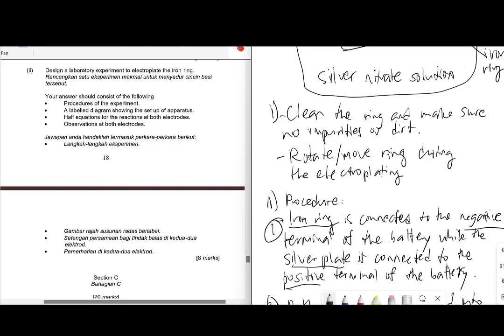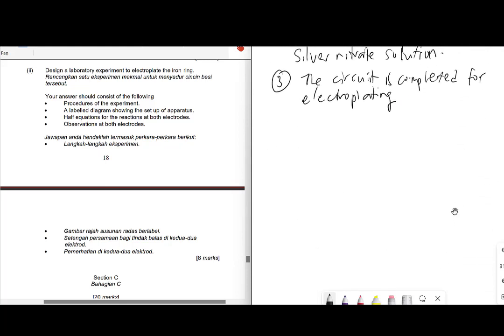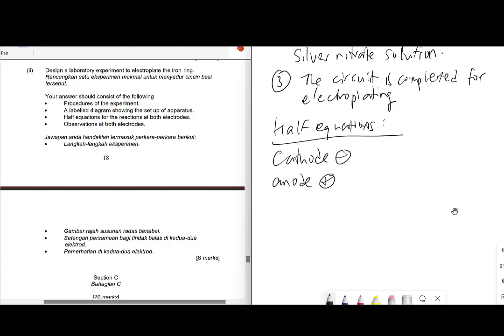Next, only two parts. We're going to look at the half equations, the underlying reaction for this. For the half equations, you're going to explain what happened at the cathode and what happened at the anode. We're going to start with the cathode. Once again, the cathode is the negative one. And then what happened at the anode? The anode is the one that is positive.